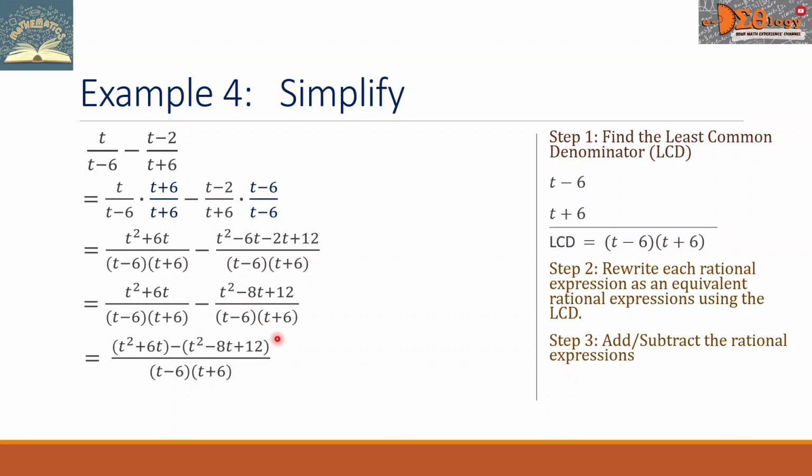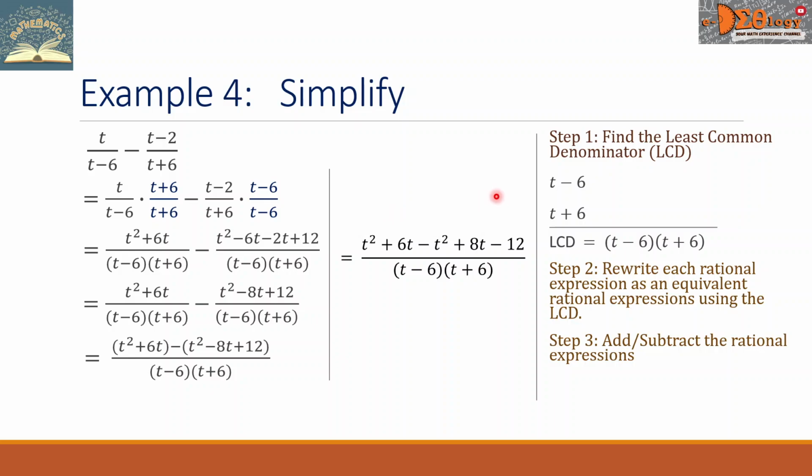Then we simplify our numerator. Let's remove the grouping symbol. The first group, simply we can remove the grouping symbol. But in the second group, we need to change the signs of all the terms. So we have like this, t squared plus 6t, the first group. Then the second group is now negative t squared plus 8t minus 12, all over the common denominator.